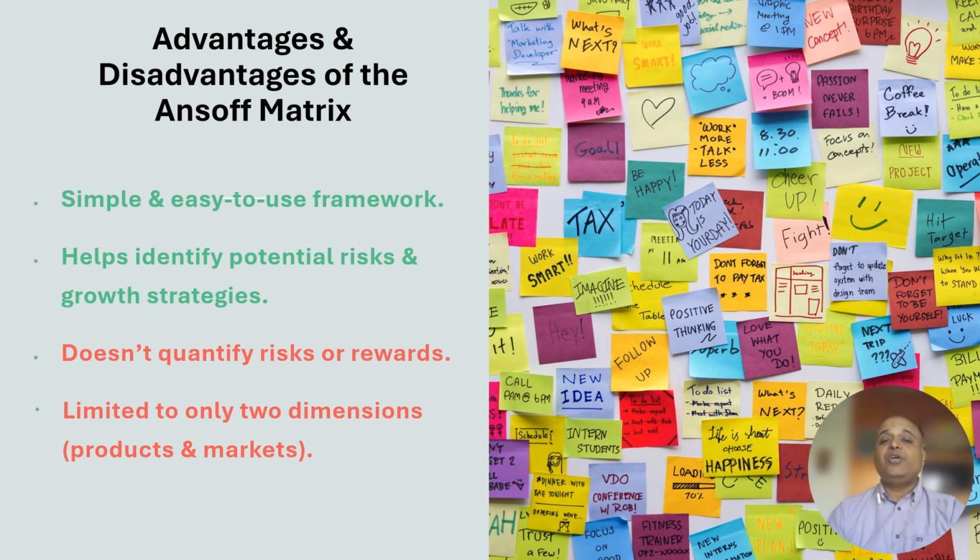Second, it's limited to only 2 dimensions, products and markets. The Ansoff matrix only considers products and markets when planning growth, but in reality, there are many other factors like competition, cost, technology, and company resources that also play a huge role in decision making. So while the Ansoff matrix is a great starting point, businesses should use other strategic tools such as SWOT analysis or STEEPLE to get a full picture before making important decisions.